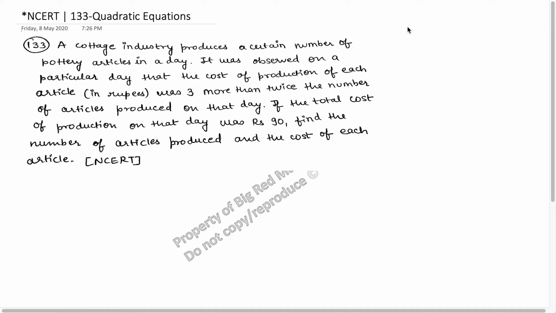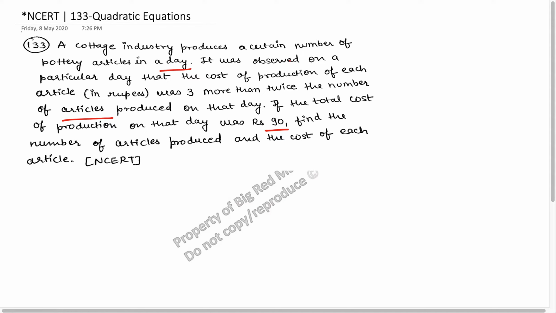Now let's start solving this one. The question says that a cottage industry produces a certain number of pottery articles in a day. It was observed on a particular day that the cost of production of each article was 3 more than twice the number of articles produced on that day. If the total cost of production on that day was rupees 90, find the number of articles produced and the cost of each article. Okay, so this is a very simple question.